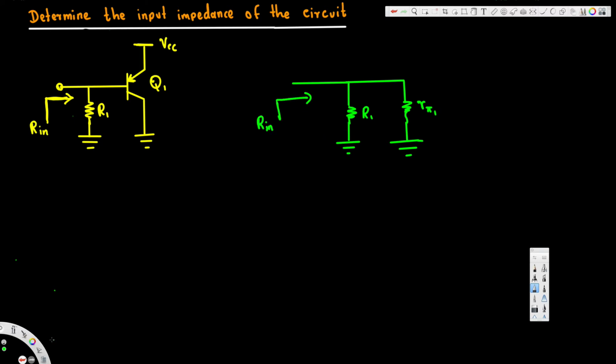Since these two are in parallel, the answer is straightforward. Rin is going to be equivalent to R1 parallel R51, and that's the final answer.